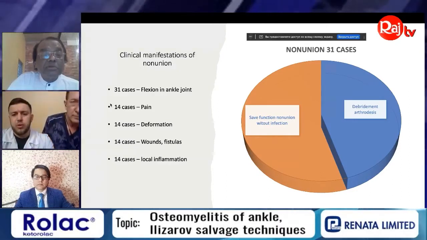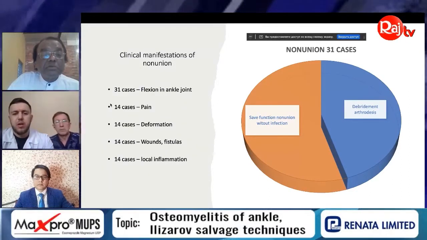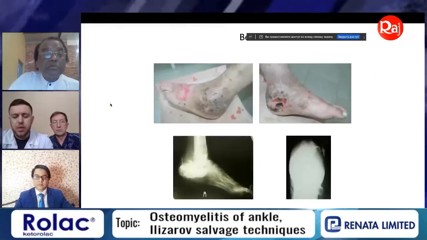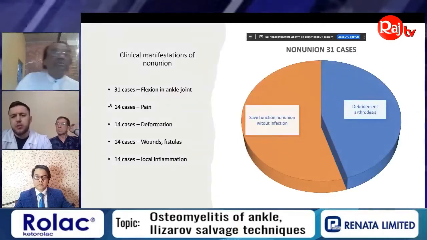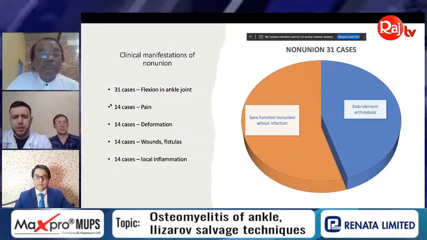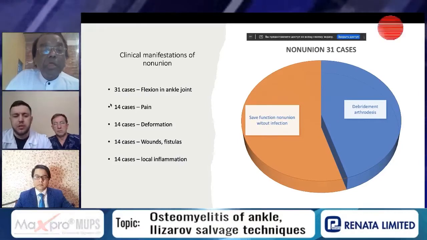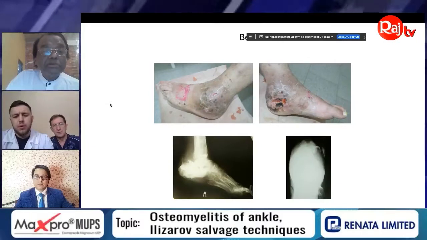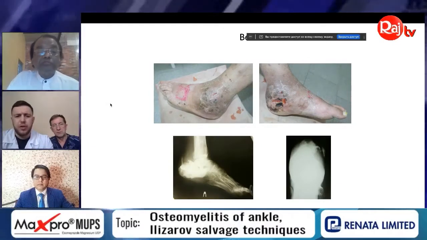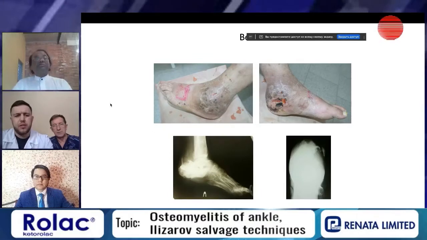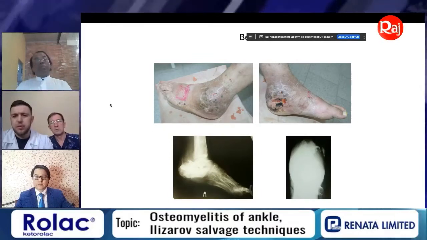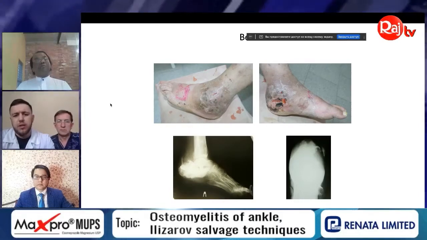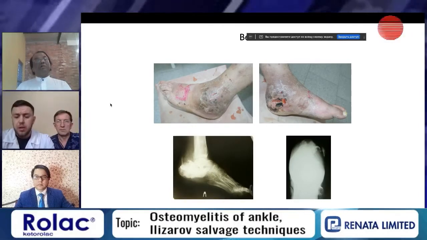We tried to do debridement and arthrodesis again, and in total we had a good result in those 14 cases. We took arthrodesis, and finally, if we're talking about non-union cases, in that case I try to show another case with non-union.